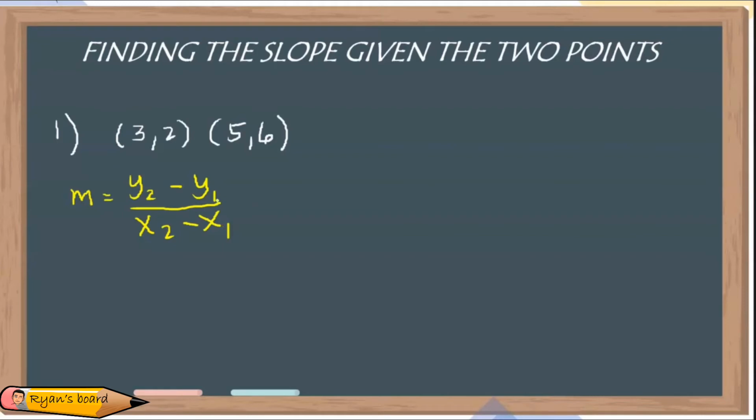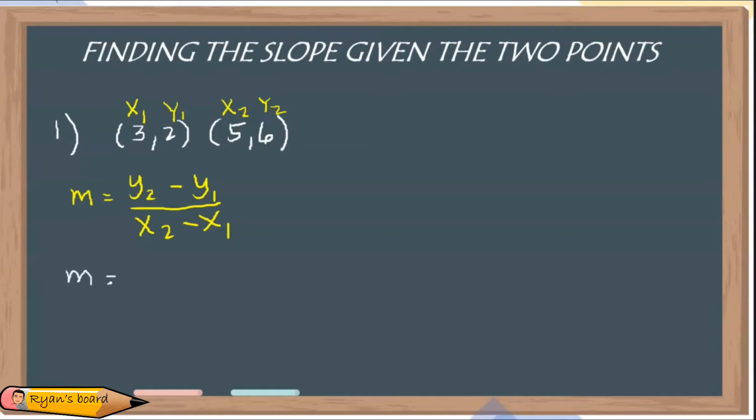Now, itong 3, this is the x sub 1, and 2 is what we call the y sub 1. Yung 5, x sub 2. Yung 6 ay y sub 2. So, itong first coordinate, iyan yung may mga sub 1. Then, the second coordinate, iyan yung mga may sub 2. Anyway, kahit magkabaliktad ka naman dyan, no? Kahit ang gawin mo ay ito ang gawin mong sub 1, ito yung sub 2, you will get the same result.